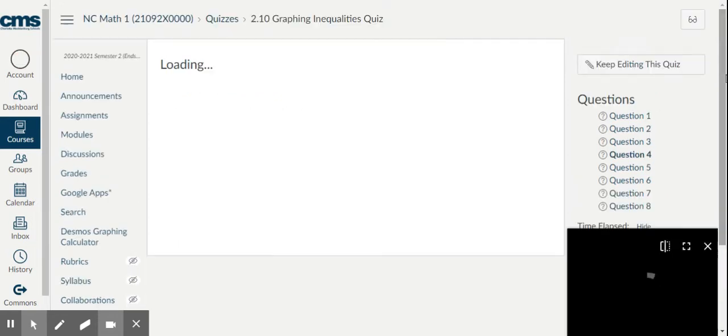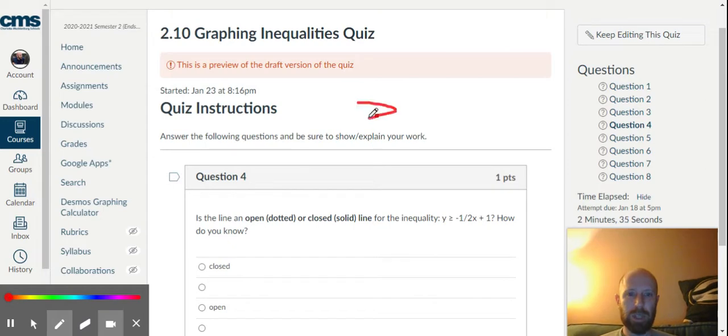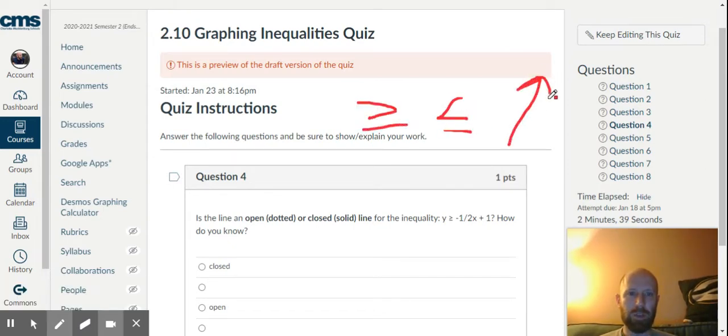Question 4. Question 4, is the line going to be dotted or closed? Well, it has the equal sign in disguise. So remember, if it has the equal sign in disguise, that line is telling you that it is going to be closed. So our answer is closed for number 4.